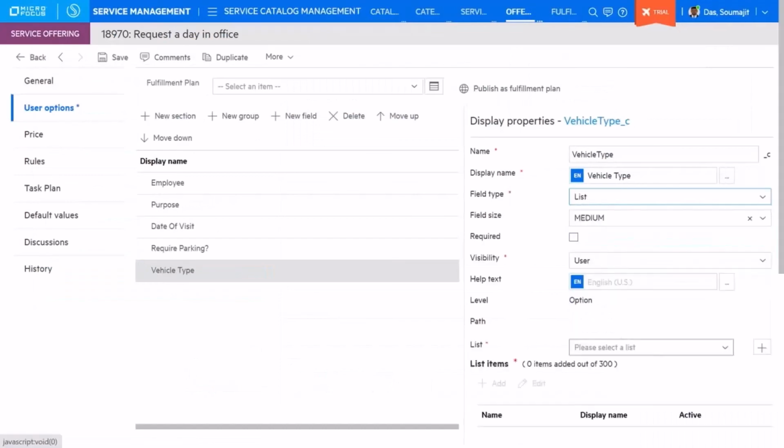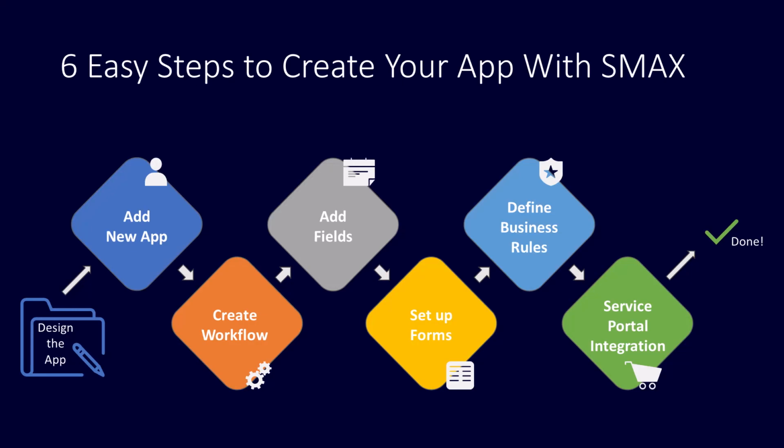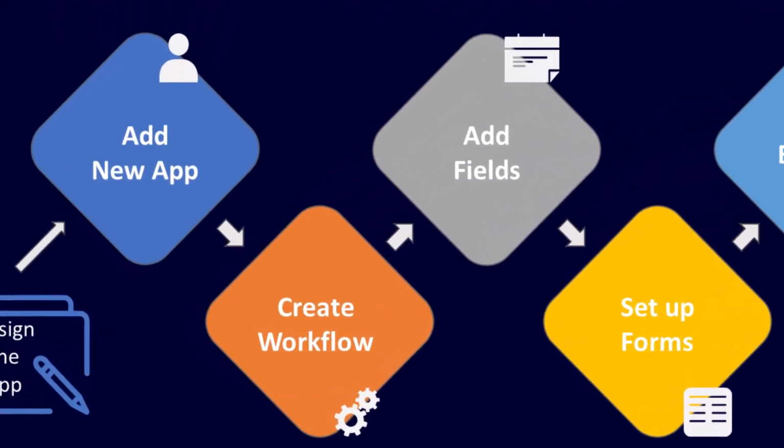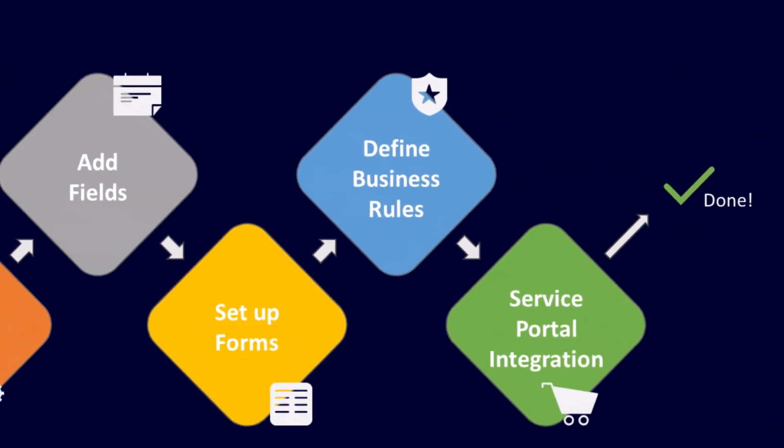In this step, we also define how employees view the data input form, whether approvals are needed, that a request record is automatically created for the service desk backend, and when the request can be automatically closed. With Microfocus SMAX, you can build your own workflow-based apps in only 6 easy steps without any coding.